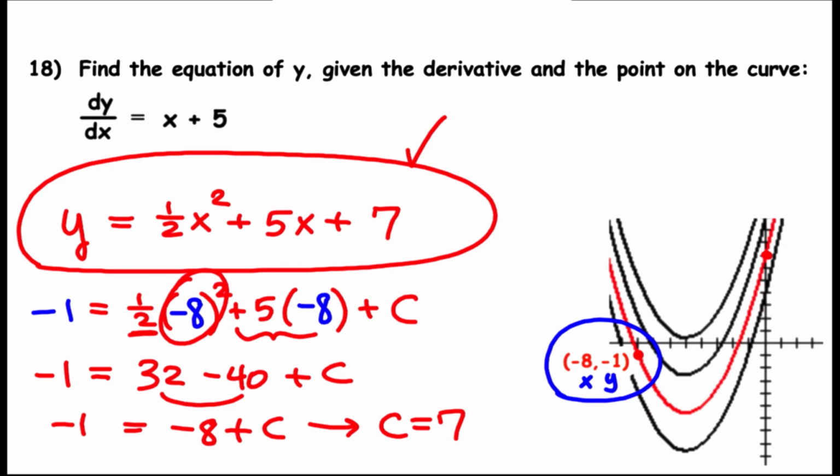Even these differential equations aren't too hard to check. I mean, if my red answer is correct, wouldn't the derivative simply be x plus 5? It is, yeah, and I know it goes through the point -8, -1, because that's how I got the plus 7 at the end, so that's already been tested. So yeah, it's correct.